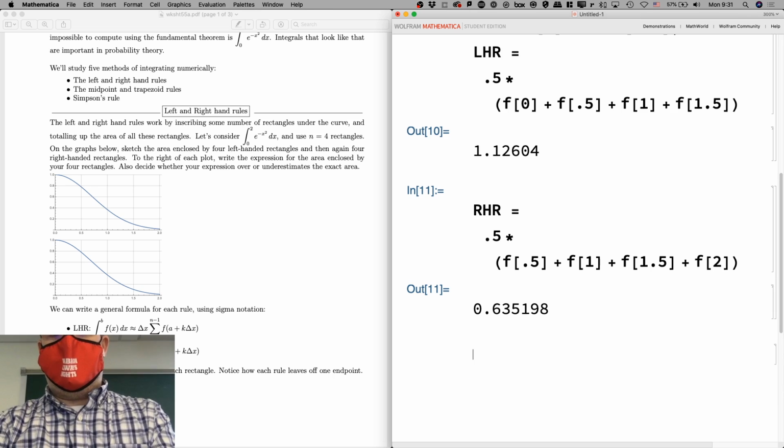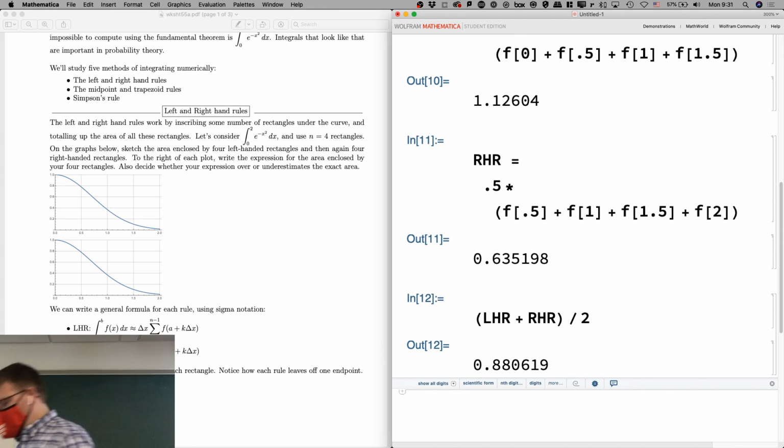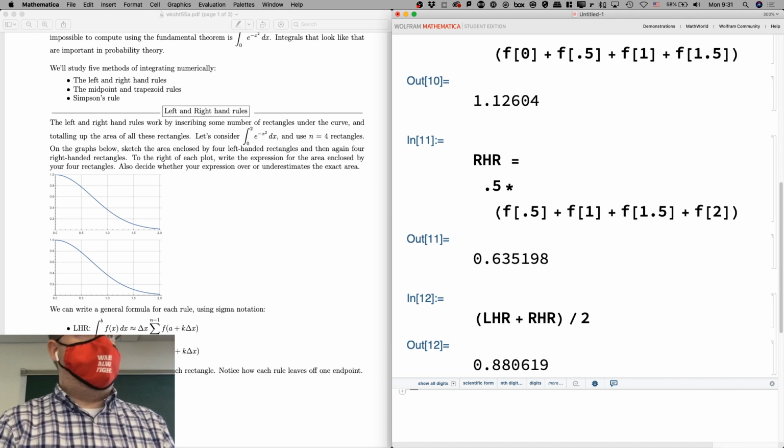All right, so this would be to compute, I'd get this, which from our eyeballing it seems better. Okay, and averaging it is called the trapezoid rule. Okay, so let's sort of think about why that's called the trapezoid rule.